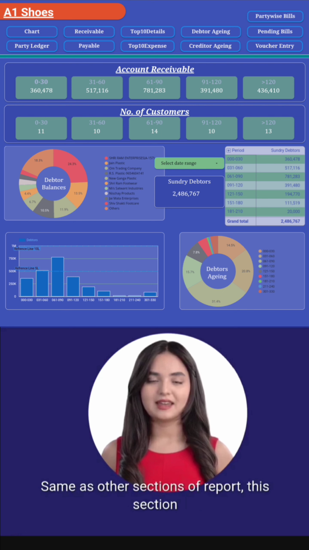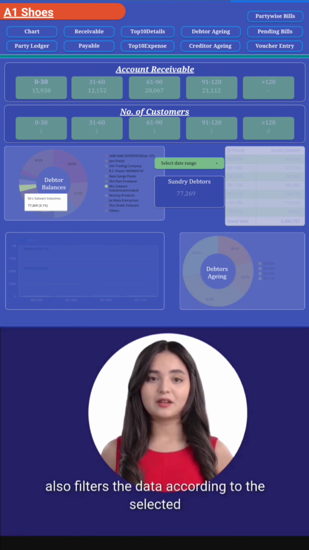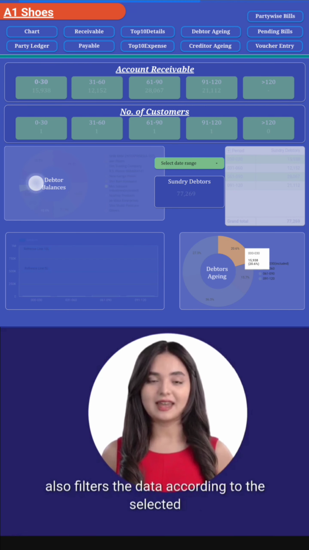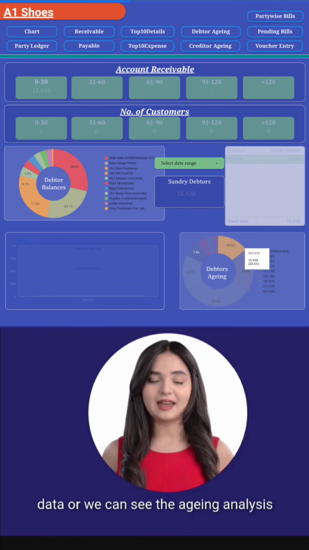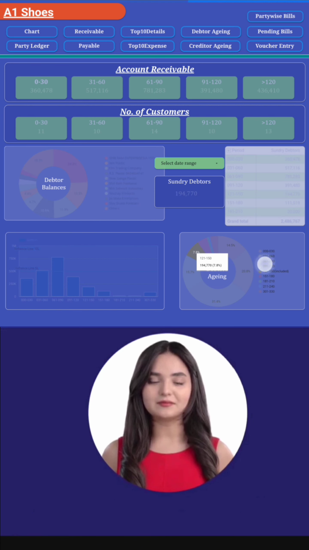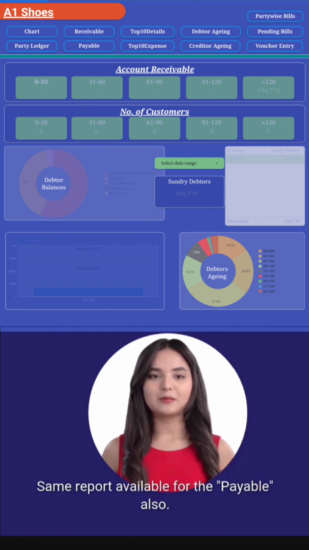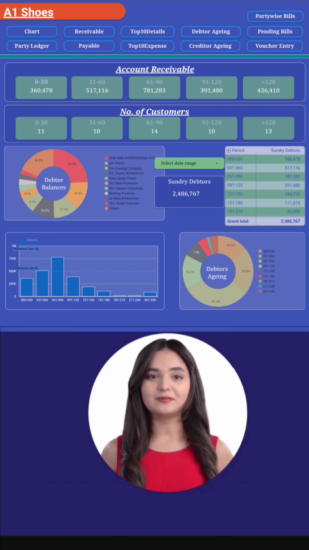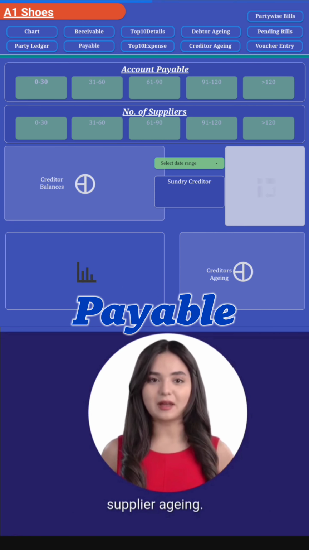Same as other sections of the report, this section also filters the data according to the selected data, or we can see the aging analysis for a specific period also by applying the date filter. The same report is available for payable also, where we can see the overview of the supplier aging.